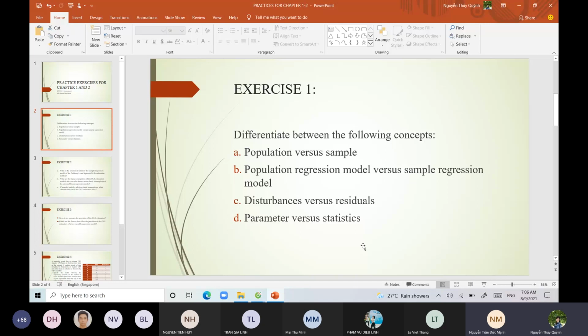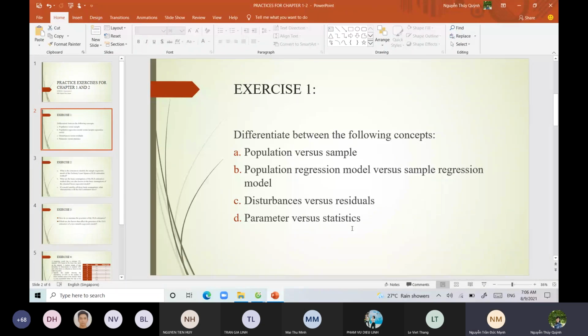Okay, I think the difference between population and sample is: population is a set of entities under study, while the sample is only a subset of the population. Okay, so population, all right, exactly. So population includes all the entities of interest, okay, and sample is just a subset of a population.